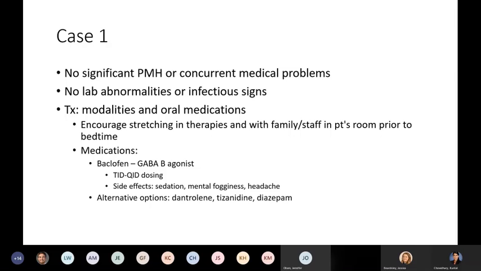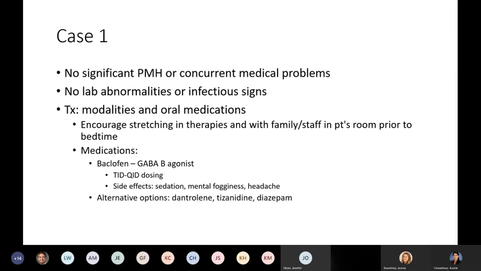There are a fair amount of side effects. It's pretty common to have some degree of sedation or mental fogginess with baclofen, and so that's something to counsel the patients about from the beginning, and then to keep a lookout for as you're putting them on this medication.